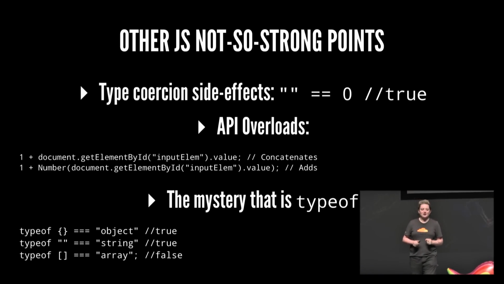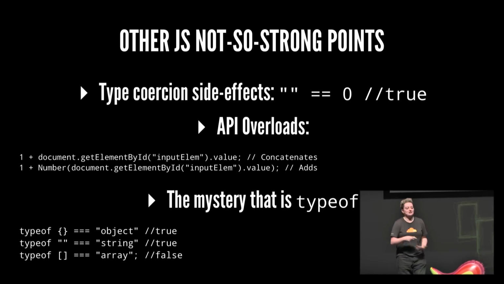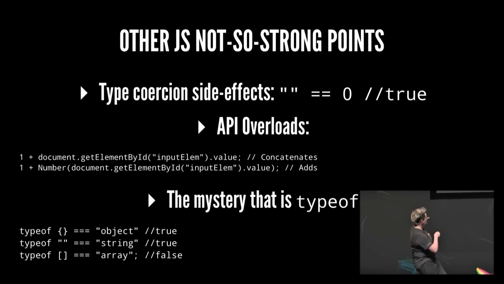Other not so strong points. We've got type coercion side effects. Empty string equals 0 is true. It's really hard if you're trying to say, did they enter a number other than 0? Oops. API overloads, so this one is new to me actually. If you do 1 plus document.getElementById value, it concatenates, but if you put Number around that, it adds it, even though that's not really a number, or it might not be a number, it might be a NaN, and then it's 1 plus NaN, which is NaN, probably. See what I mean? Type coercion can be tricky. And then speaking of types, the mystery that is typeof. That last one has infuriated so many people over the years.